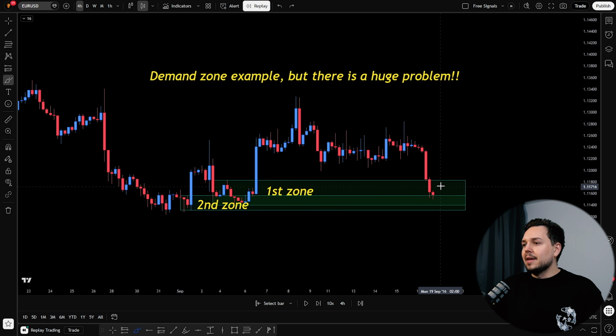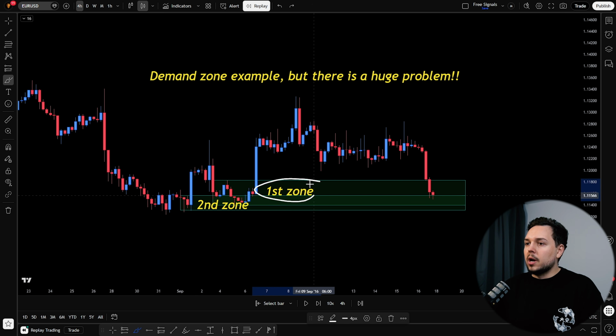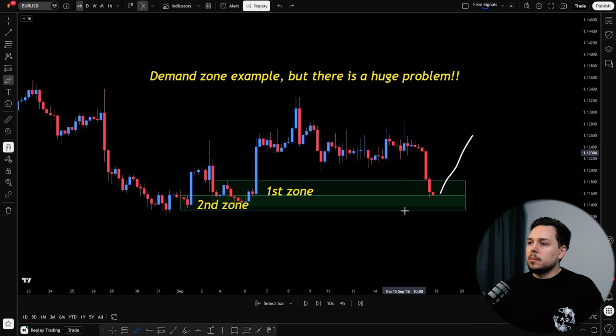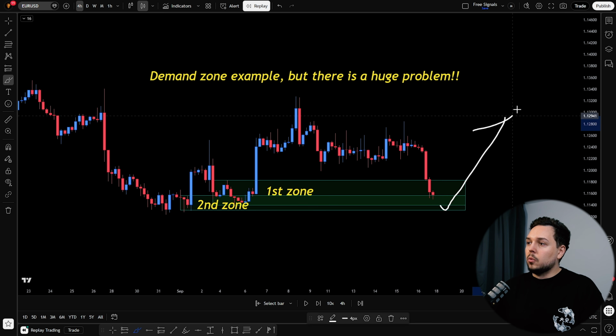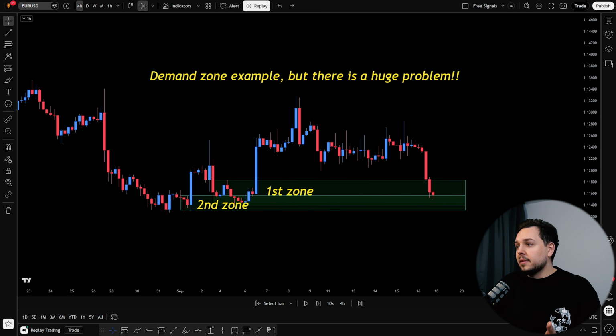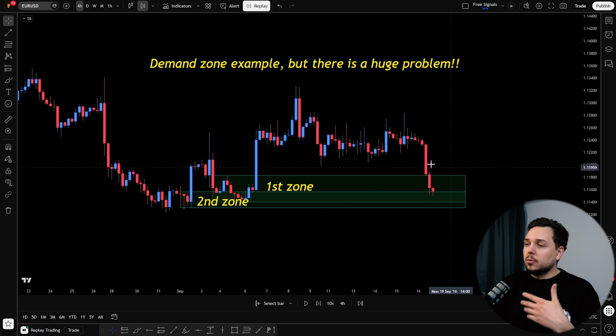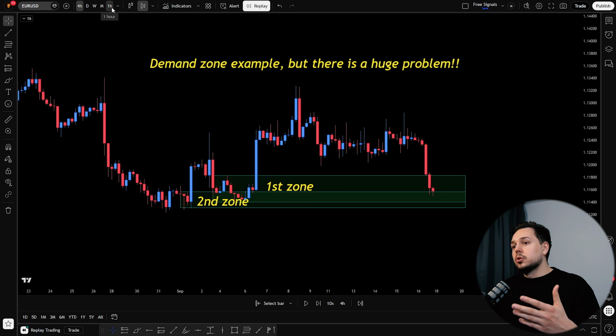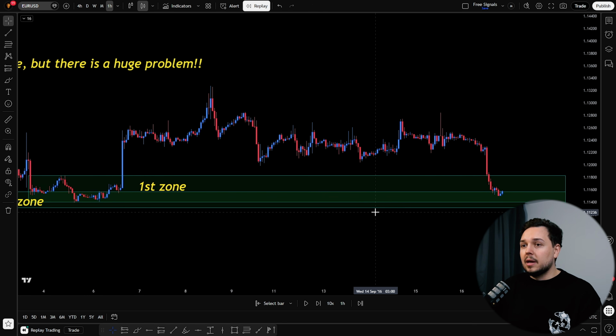Now, the issue over here is clear. You don't know whether you should trade off the first zone towards the upside or the second zone towards the upside. Now, we haven't refined these entry zones at the moment. It's currently on the 4 hour. Maybe we should head over to the 1 hour to see what's going on.